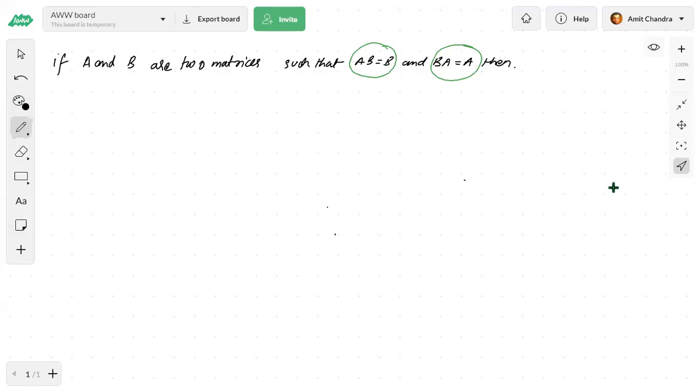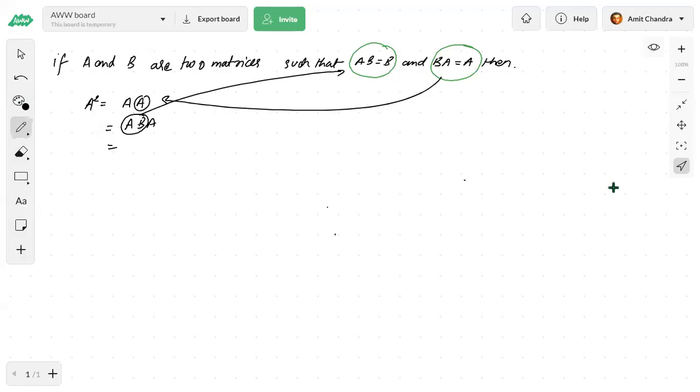So if this is given, suppose you have A square. A square I can write as A into A. Now see, the value of A is BA, so I will substitute this value here. So this is A into BA. Now AB we know is equal to B, so I will substitute AB as B, so again this will become BA, and BA is nothing but A. So from here we got A square is equal to A.